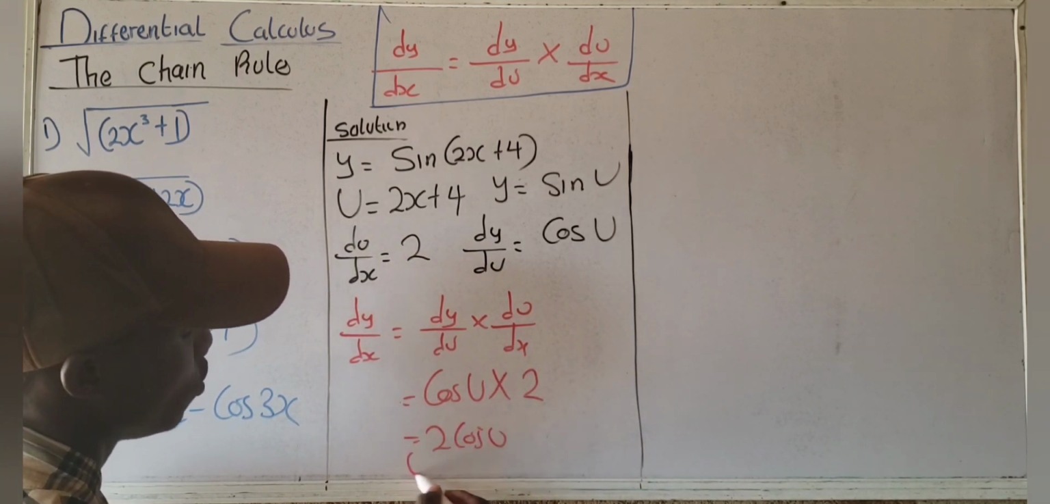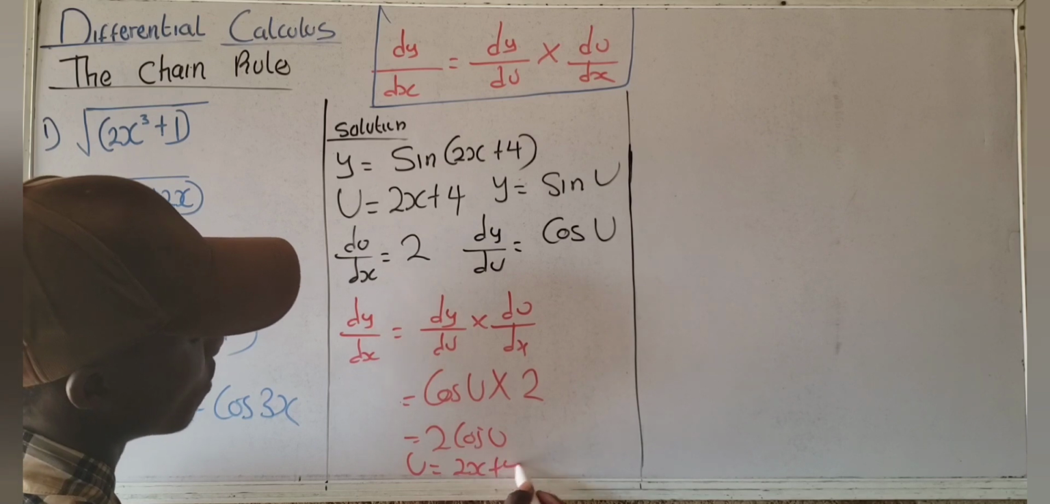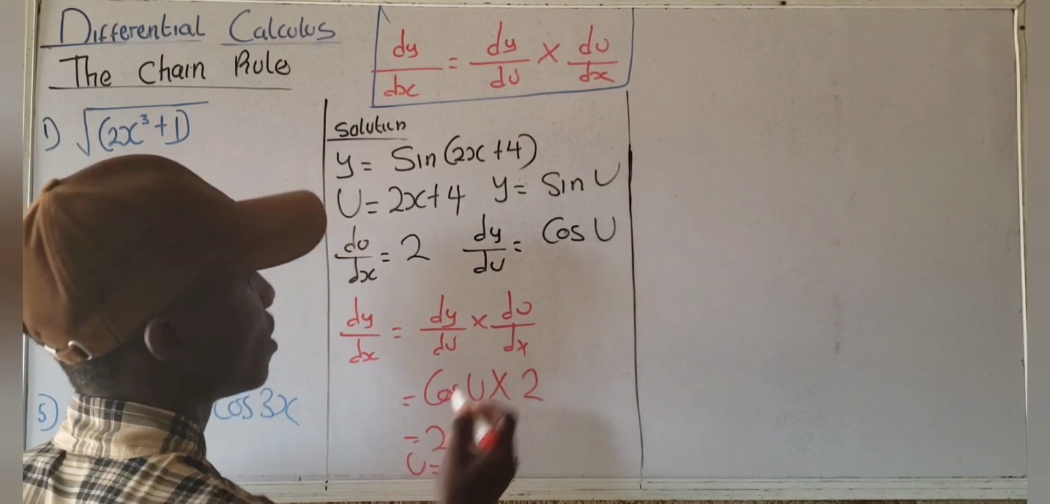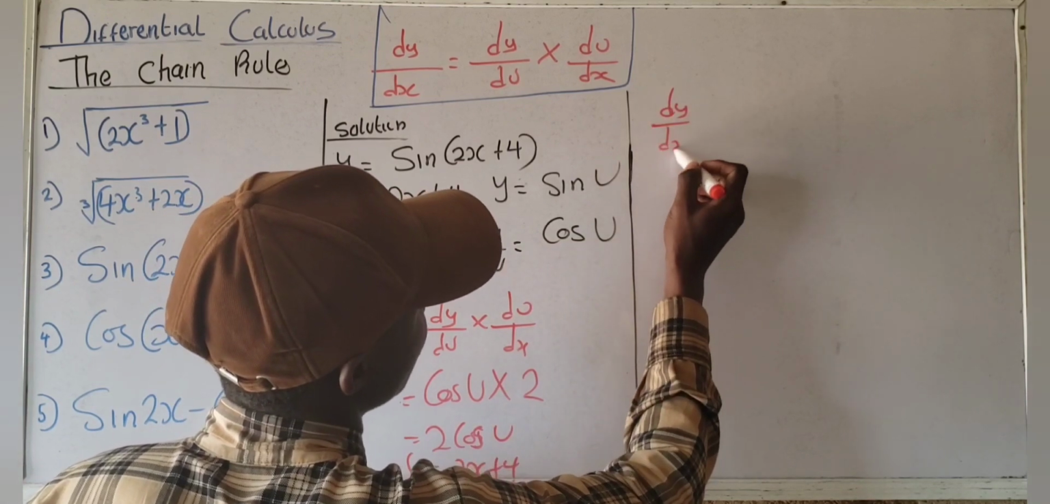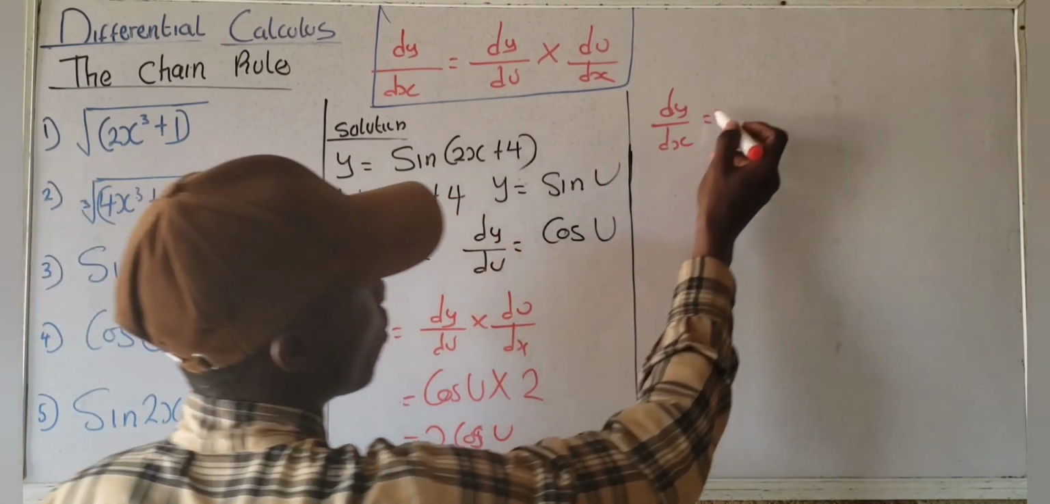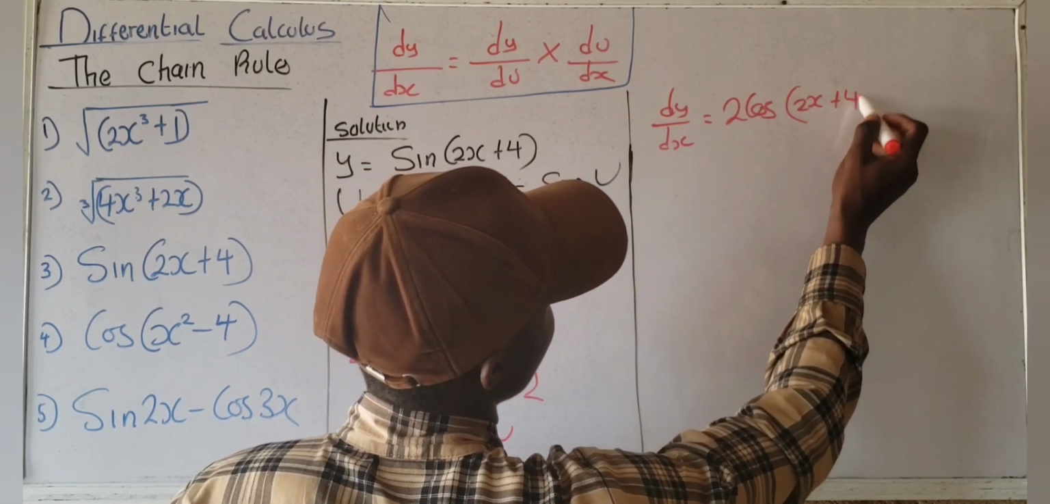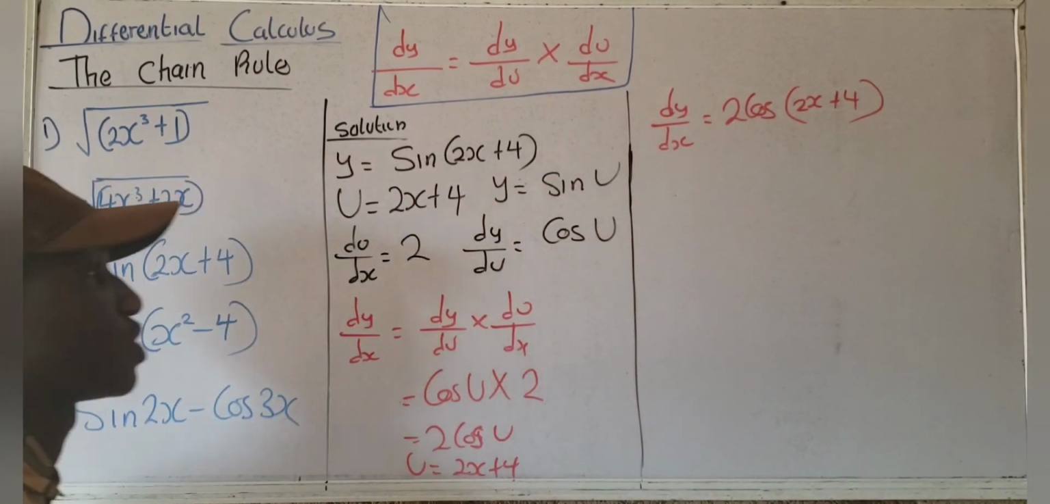Now, don't forget that u is equal to what? 2x plus 4. 2 cos u. That means that dy over dx will be equal to 2 cos of 2x plus 4. Okay, so that is the solution to that question.